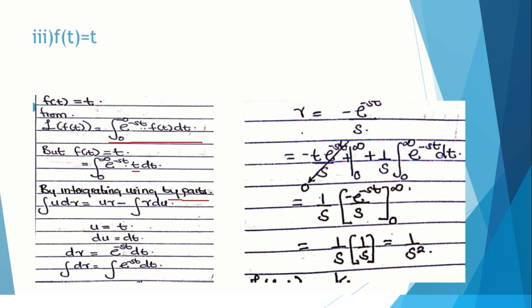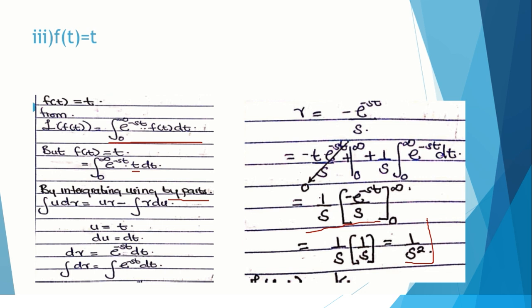Then after getting our u and v, we feed them into the formula, put in the limits, and we're going to get a function like this. So it's going to take us to 1 over s times 1 over s. So the Laplace transform of t is always equal to 1 over s squared.